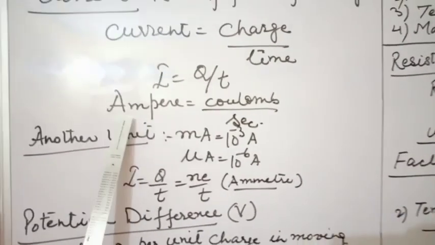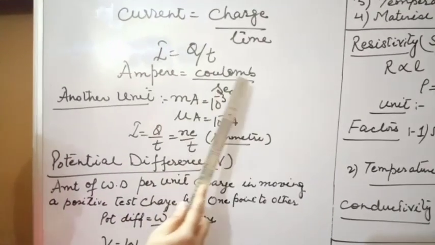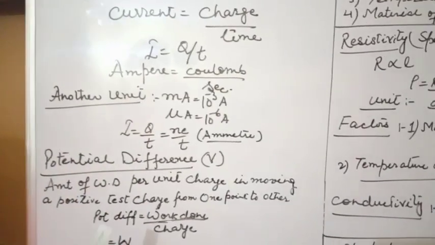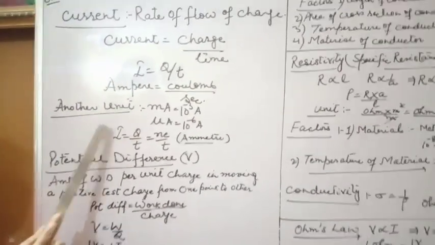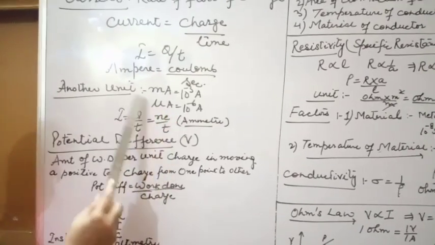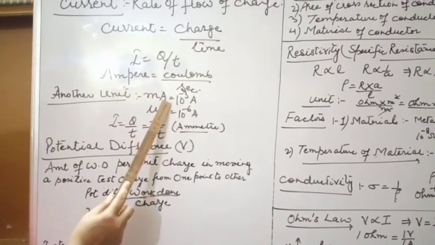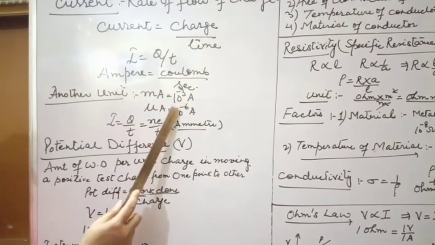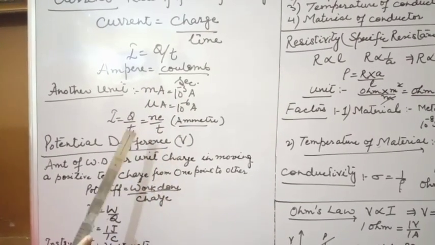So how we can define this 1 ampere? If 1 coulomb charge flowing in 1 second, we will say 1 ampere current flow in the circuit. Another unit, milliampere and microampere. So relation with the SI unit, milliampere is equal to 10 raised to power minus 3 ampere. Microampere is equal to 10 raised to power minus 6 ampere.